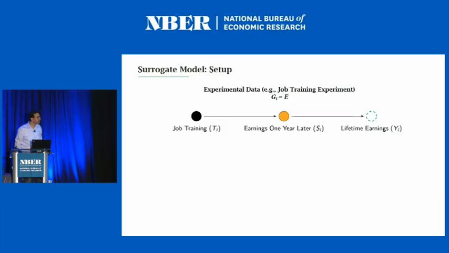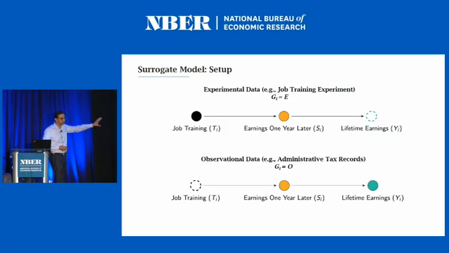Now we also have another data set, a separate sample, GI equals O. These are two mutually exclusive samples, where in this data set, I don't observe job training. So I just have observational data, say, from tax records on people's earnings. But what I do see are the surrogate S and the long-term outcome, right? So I have panel data on earnings. I can see earnings at any given point in time. I can see lifetime earnings. And so essentially, the question I want to ask is: is there a way to combine these data sets in order to estimate the effect of T on Y?